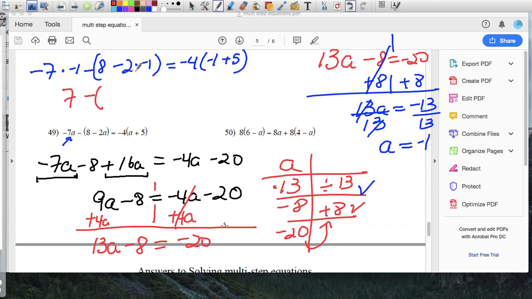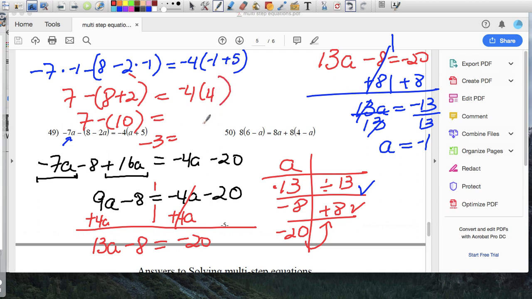Inside I have, remember you have a negative times a negative, so this becomes 8. A negative times a negative is plus 2. 7 minus, and 8 plus 2 is 10. And if you do 7 minus 10, you get negative 3. On this side, it's negative 4, and inside negative 1 plus 5 is 4. There's something wrong already. And negative 4 times 4 is negative 16. So obviously I did something wrong.